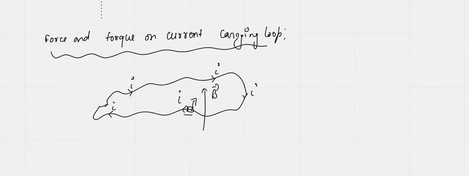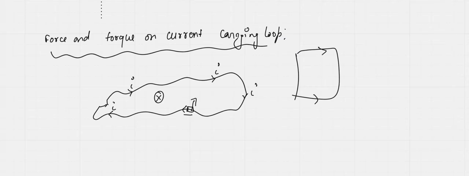Now assume that, instead of this way, the magnetic field is going inside. Assume this to be the plane, the 2D plane. Current is going this way, and magnetic field is inside, right? So we take this small length. Magnetic field is inside. What will be the force on this now? What is going to be the direction of force on this?